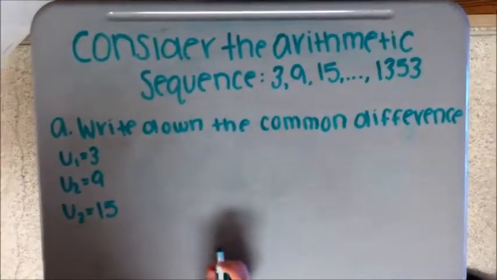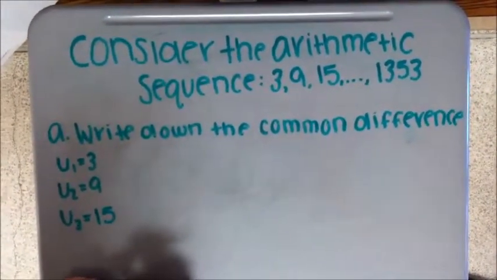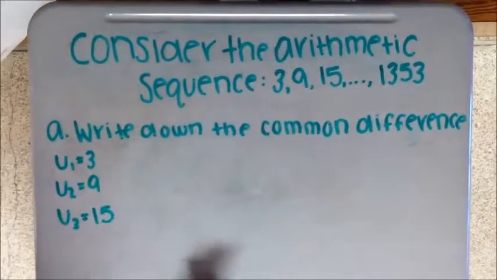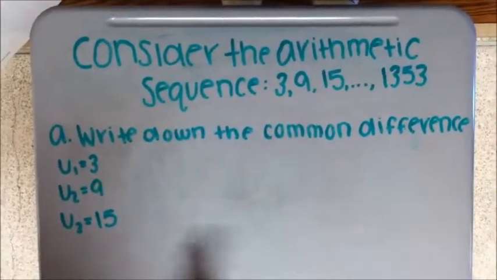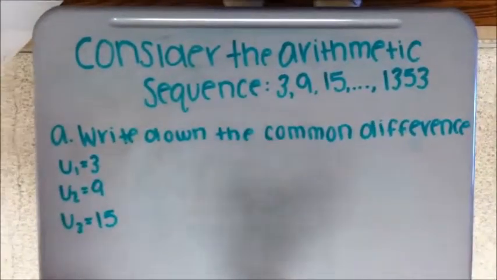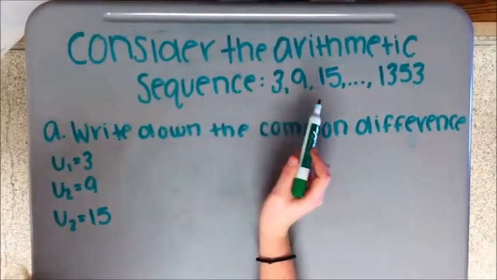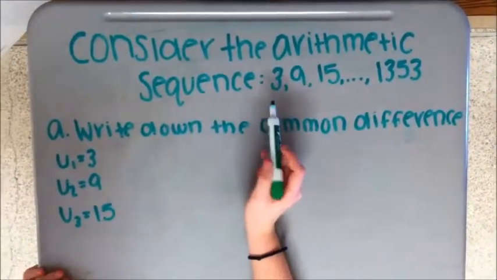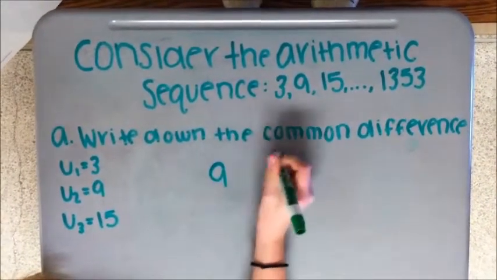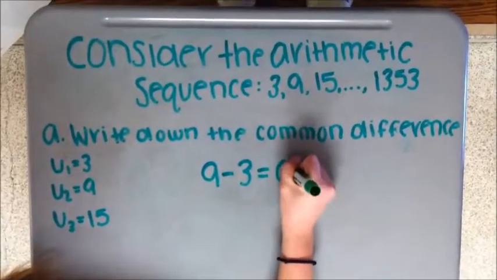So we have the IB released item, consider the arithmetic sequence 3, 9, 15, ..., 1353. So I'm going to show you how to write down the common difference of this sequence. To find the common difference, you have to take a term and subtract it from the one previous to it. So in this case, it would be the second term, which is 9, minus the first term, which is 3. And there we get 6.